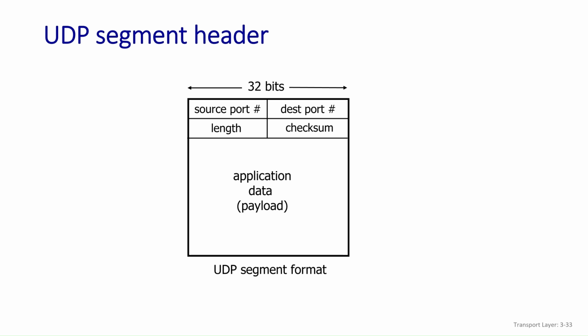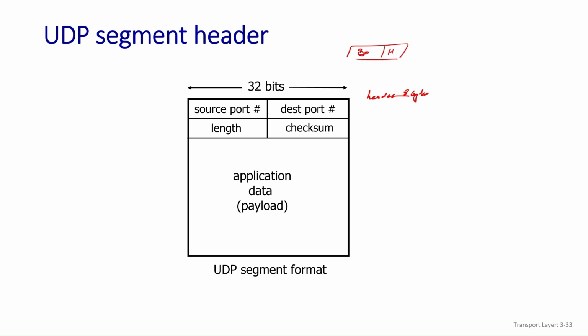About the UDP segment header, we said these are the fields in the segment header as far as UDP is concerned. Source port number, then we have 16 bits for destination port number. Then we have the length, which includes the length of the header. Header is of 8 bytes. Okay, and checksum as well, right? So the payload field contains whatever is coming from the upper layer.